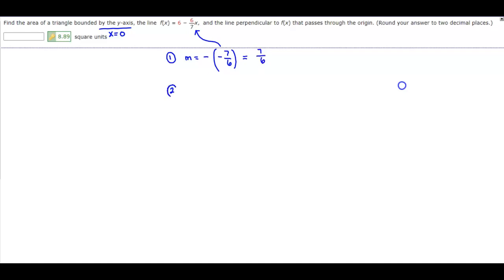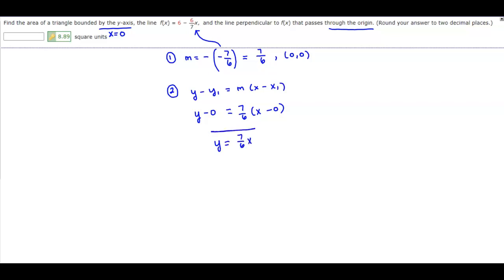Okay, now step number 2, we need to know that there's another point, and it's passing through the origin, and passing through the origin is 0, 0. So if we use our point-slope form, y minus y1 equals m times x minus x1, and we're going to plug in 0 for y1. We have our slope, which is positive 7 over 6 times x minus 0. So we end up getting y equals 7/6 x.